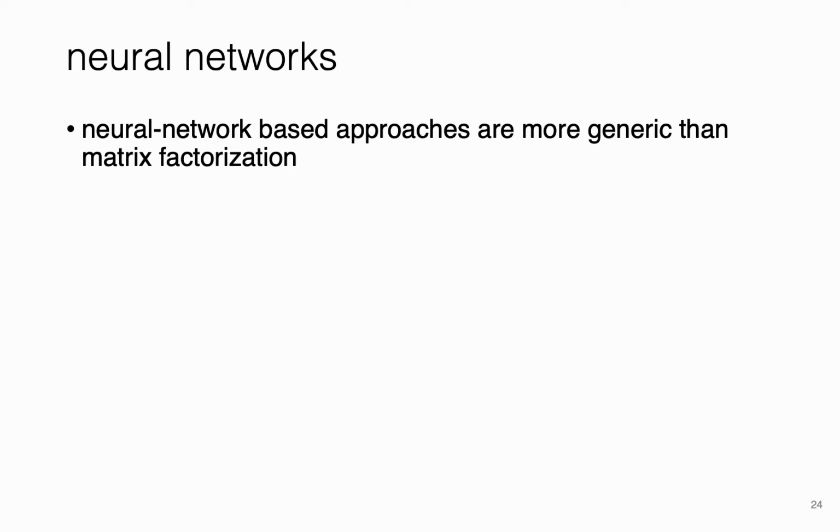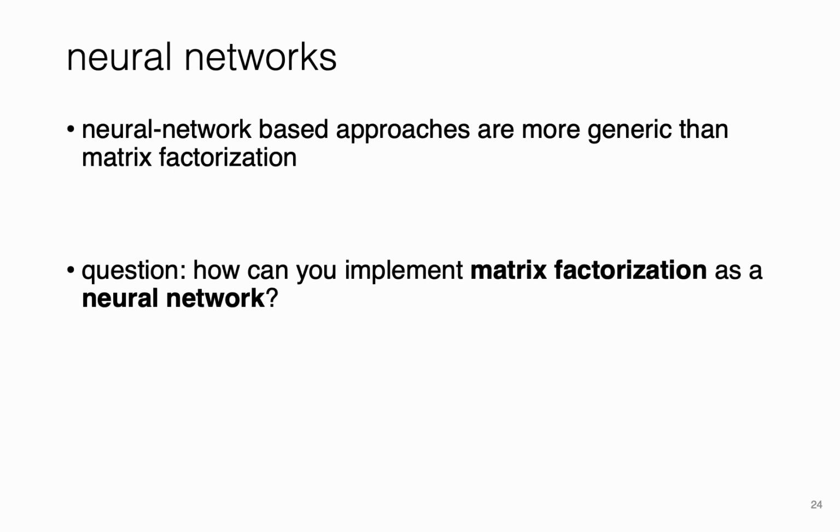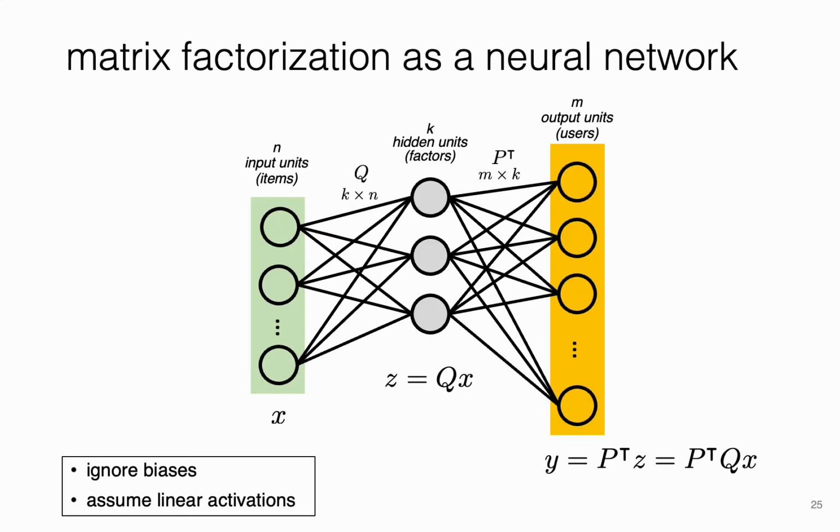In general, neural network approaches are more generic, meaning that they have more expressive power than matrix factorization, at least in its basic form. To see this, let us try and implement the matrix factorization model as a neural network. The idea is to use a shallow neural network with one hidden layer. Moreover, all activations are linear. For ease of presentation, we ignore all bias terms from the model.